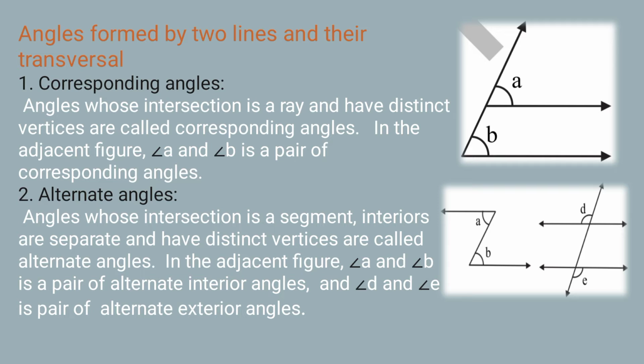Second, alternate angles. Angles whose intersection is a segment, whose interiors are separate, and which have distinct vertices are called alternate angles. In the adjacent figure, angle A and angle B are a pair of alternate interior angles. Angle D and angle E are a pair of alternate exterior angles.